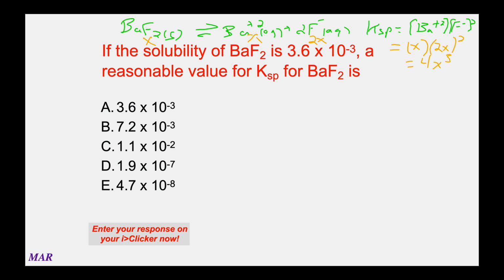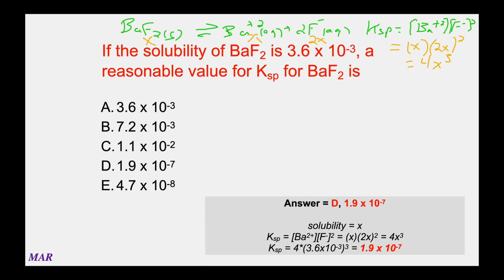Now, you could also take 3.6 times 10 to the minus 3 and then multiply that by 2 times 3.6 times 10 to the minus 3 and square that. That would be like finding barium and fluoride separately, and that's okay too. Any way you want to do it, the answer should come out to be 1.9 times 10 to the minus 7th. And you can see down here, that's what I did. I had 4 times the solubility to the third power, and again, that came from X for barium, 2X for fluoride squared. That's where the 4x third comes from.